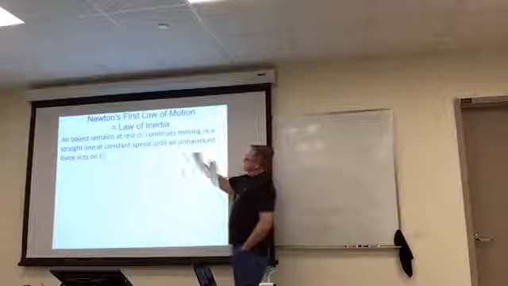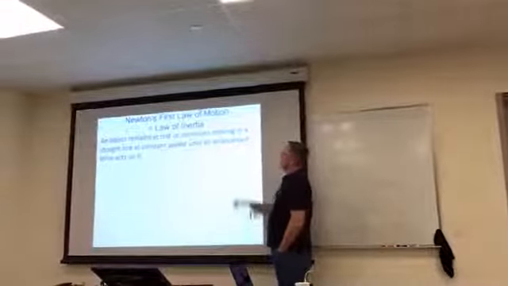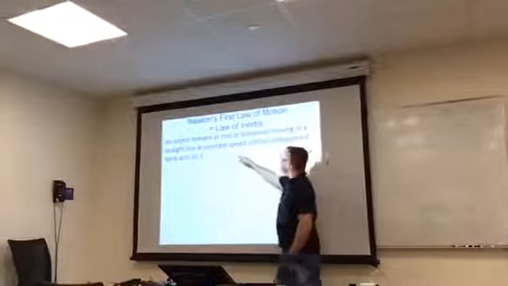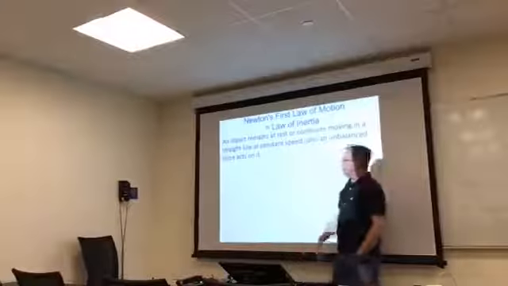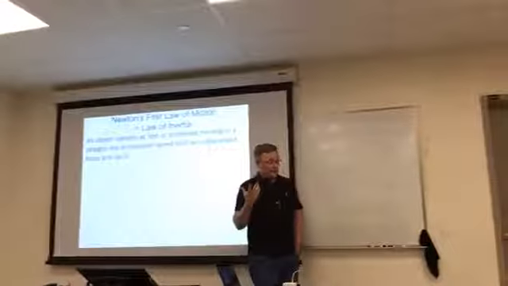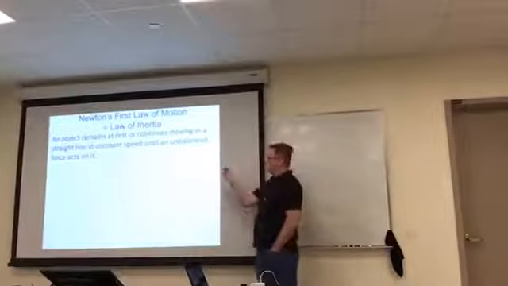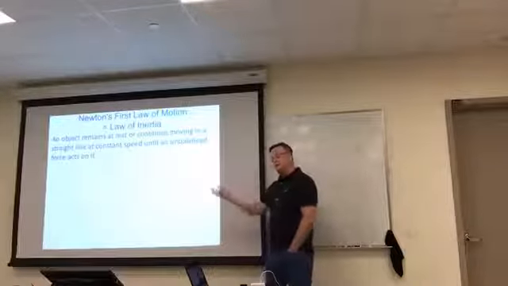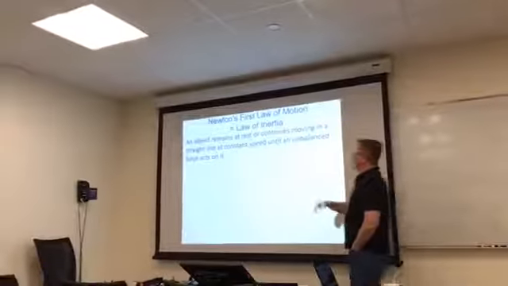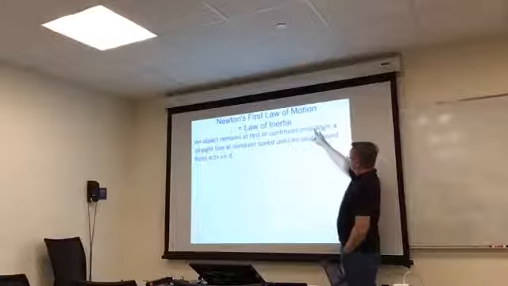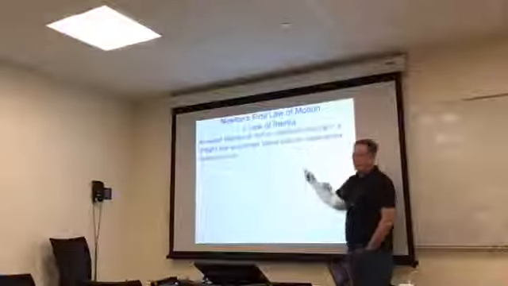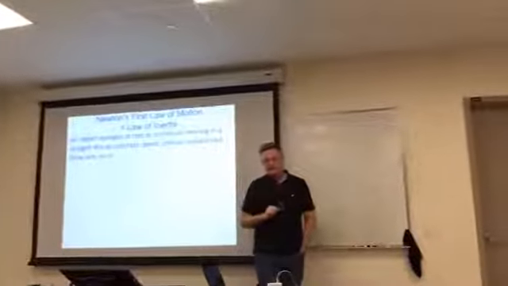And it states, an object remains at rest or continues moving in a straight line at constant speed. So if you're in a straight line, you're not turning. If your speed isn't changing, then your velocity is also constant. Constant speed in a straight line, constant velocity. No direction change, no speed change, no velocity change. So an object remains at rest or continues moving in a straight line at constant speed until an unbalanced force acts on it.